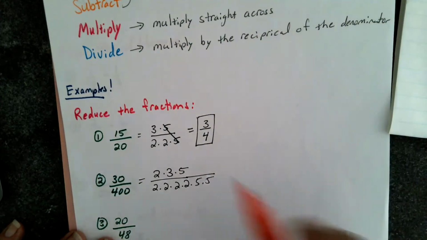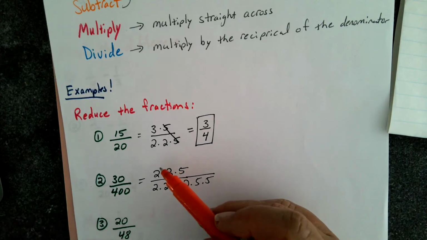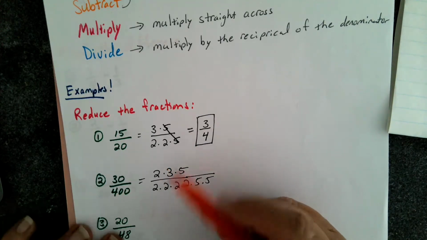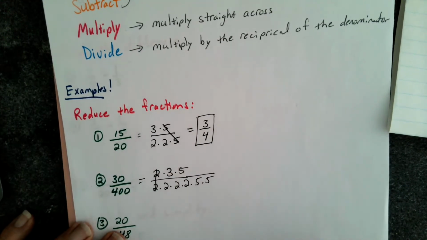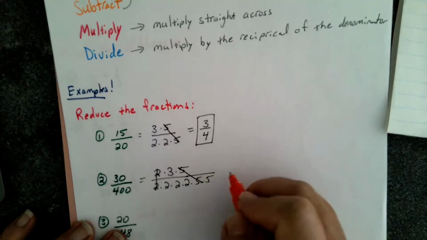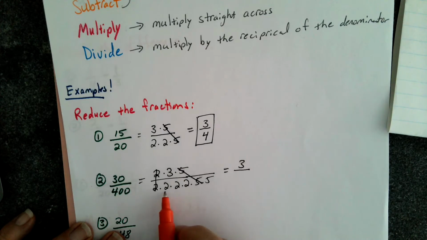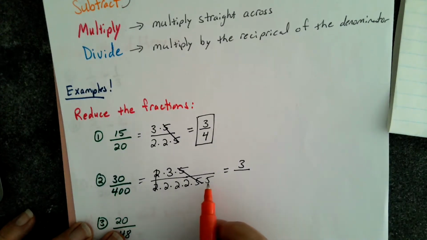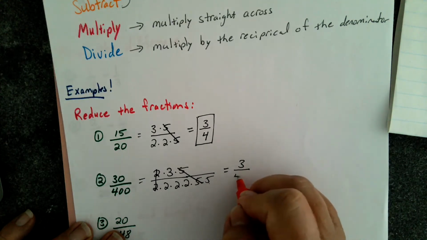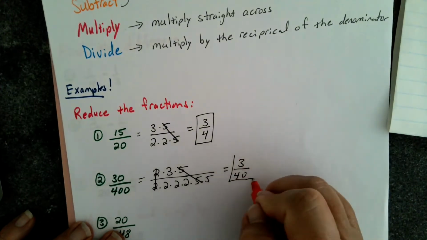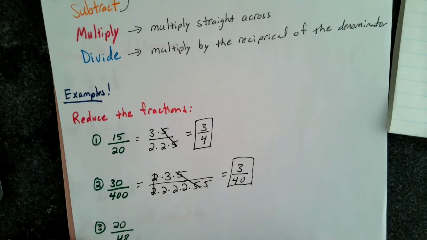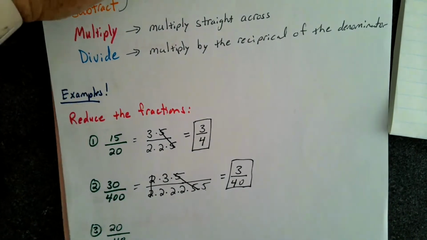All right, so now I'm looking for a factor in the numerator and a factor in the denominator that will cancel. I can cancel this 2, and I can cancel one of the 5s. So left in my numerator is 3. Left in my denominator is 2 times 2 times 2 times 5. Well, 2 times 2 is 4, times 2 is 8, times 5 is 40. So I have 3 over 40. Again, you can slow down the video if you need to.